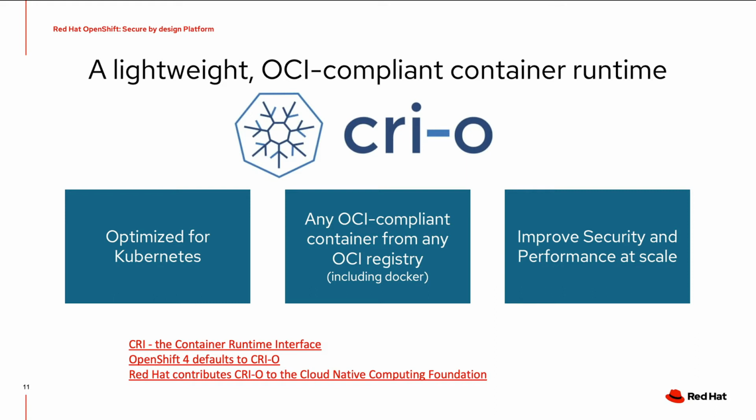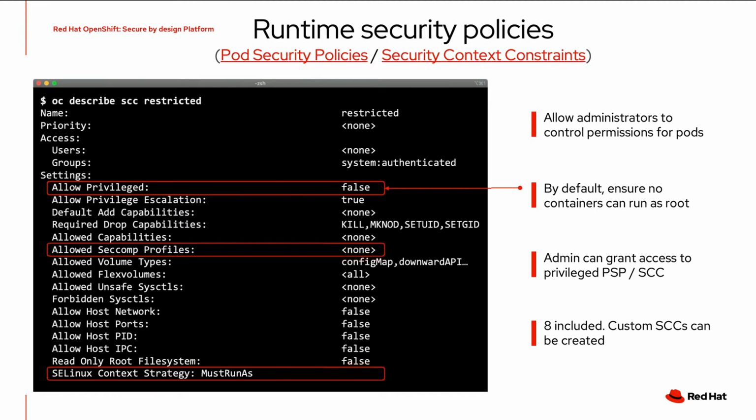Now, we've talked about some of the key foundational features of Linux that isolate containers, like SELinux. The next question is, how does OpenShift use these features to provide runtime security? Well, this is done through a Kubernetes pod security policy, or as OpenShift calls them, security context constraints. This feature controls permissions for pods. So you can use SCCs to define a set of conditions that a pod must have in order for it to be accepted into the cluster.